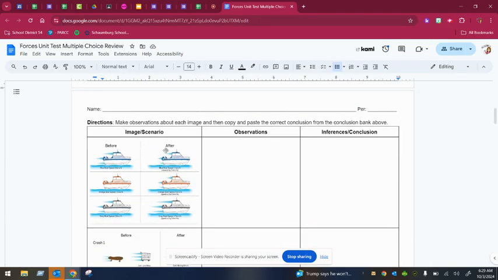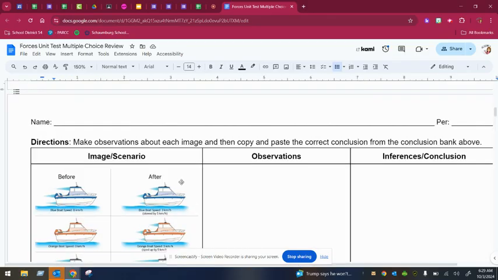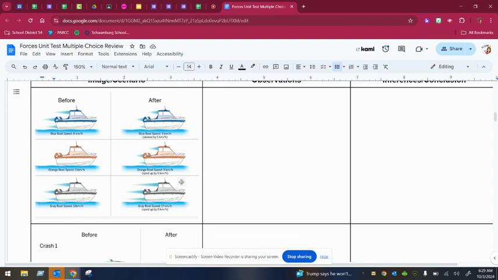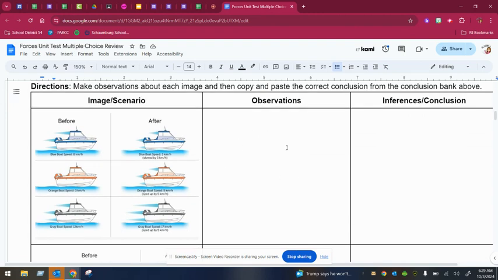So you can see here you have an image. Now, if you need to enlarge your screen so that you can see what's happening, you are welcome to do that. In this first box, you're just going to type all the observations that you see. So let's take a look at this.